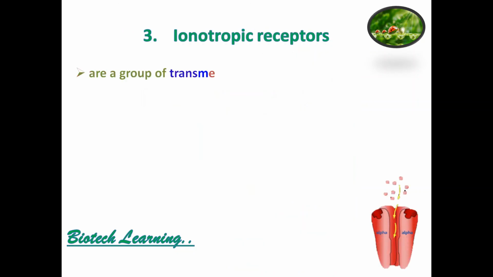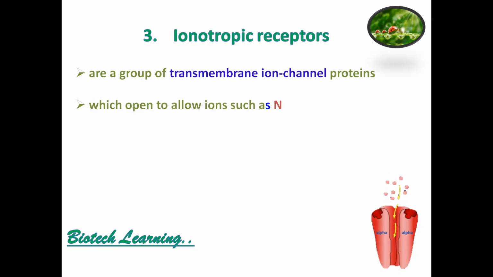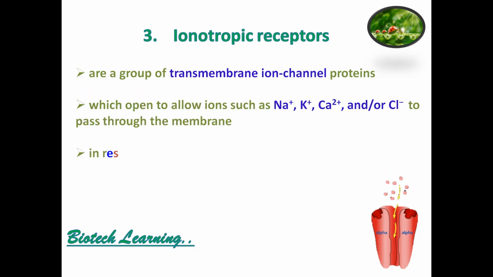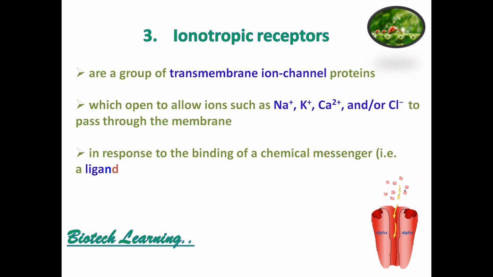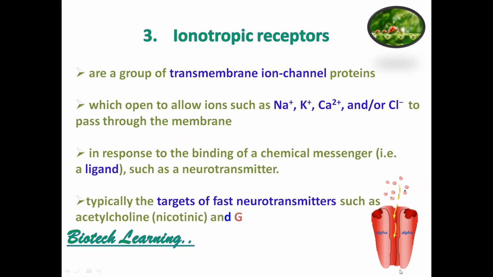And now let's move on to ionotropic receptors. Ionotropic receptors are a group of transmembrane ion channel proteins. That is, they have a channel through which ions can move inside or outside the cell. So it can be sodium, potassium, calcium, chlorine, etc. Now the point to be noted is that it has a separate site for the binding of the ligand or the signaling molecule, and there is a channel for the movement of ions. These ions are not the ligands. The ligand binding site is different.